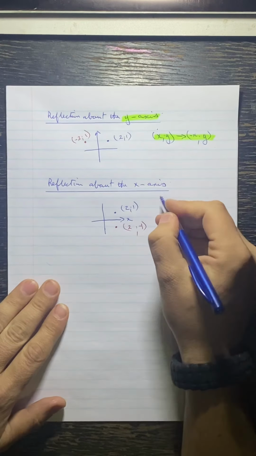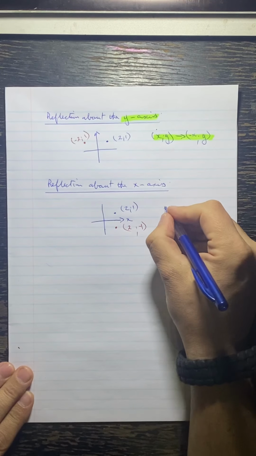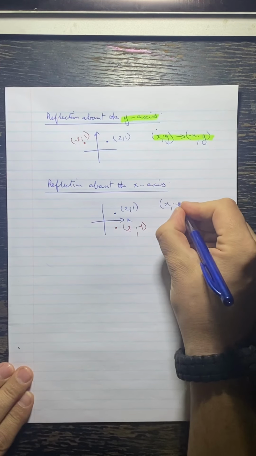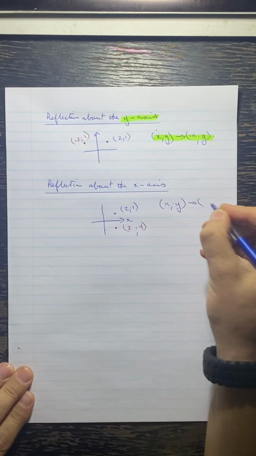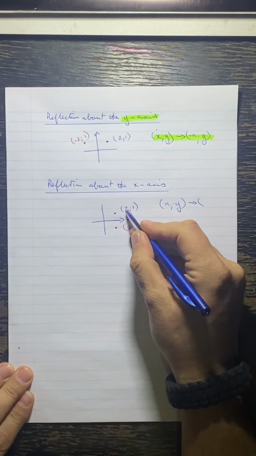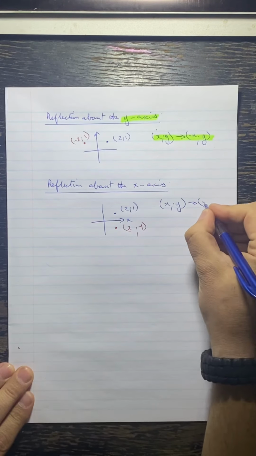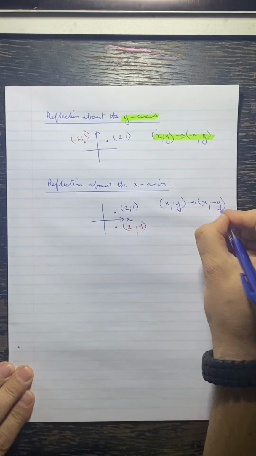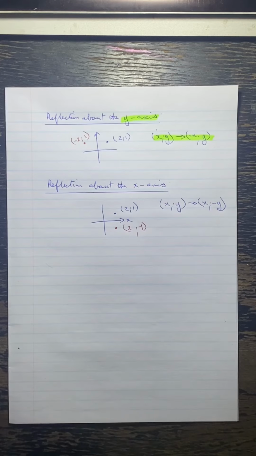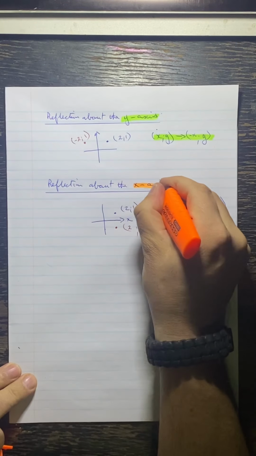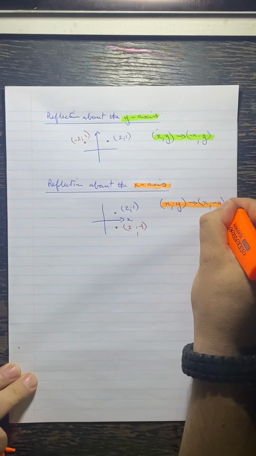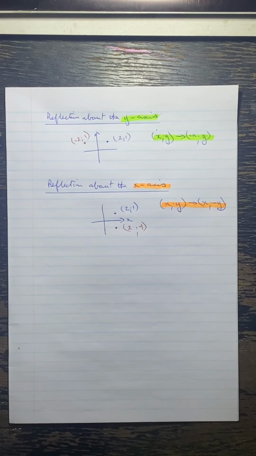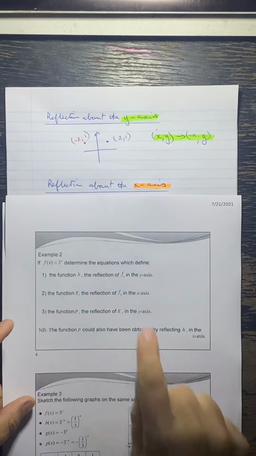Okay, so the rule for flipping about the x-axis, whatever our coordinate is, (x, y), will now be mapped to... here you can see that the x hasn't changed its sign, so it's still x, but the y has changed its sign. Okay, so that is the rule for the reflection about the x-axis. Okay. So that's going to help us answer these questions over here.